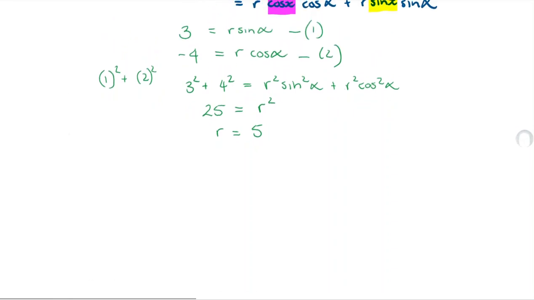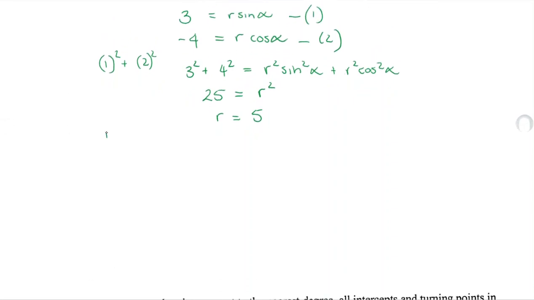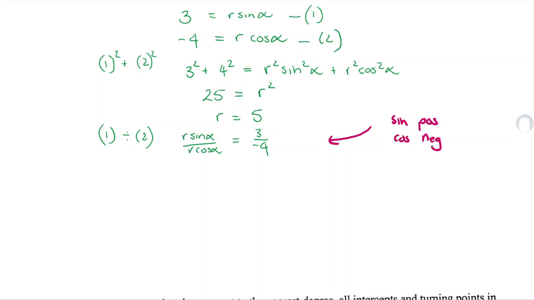Now we want to divide our equations. Remember, you want sine on top. So that will be equation 1 divided by equation 2. So that will be r sine alpha over r cos alpha equals 3 over negative 4. And make a little note here, what's happening with our minus signs. The sine is positive this time, but it's the cos that's negative. Which quadrant does that work in? That's right, therefore second quadrant.